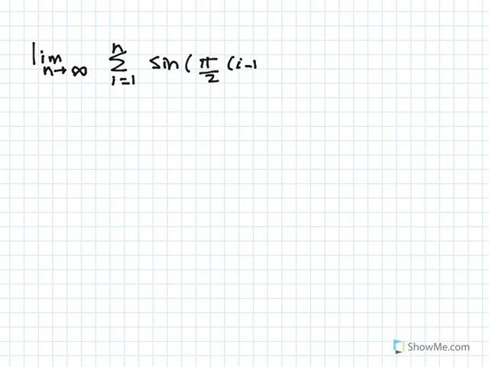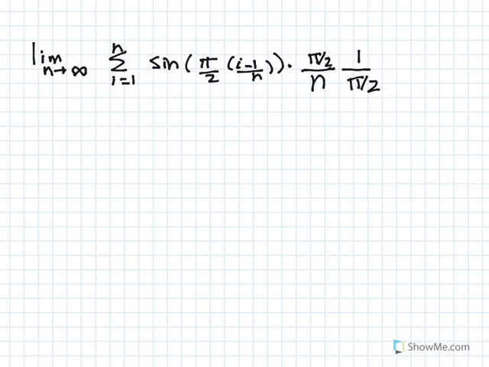So what we have is a limit. This is the Riemann sum that we're given: the summation, i goes from 1 to n, of sine of pi over 2 times (i minus 1) over n, times 1 over n. So what I'm going to do is basically put in pi over 2 here and also divide by pi over 2. This way we don't change anything and we still have the same expression as we started with.